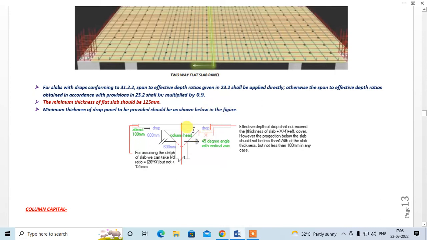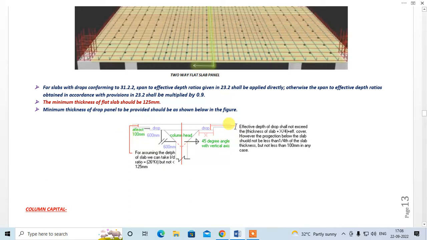So this is your thickness of drop panel. This is the thickness of the flat slab. This is distance x, right? That is from the edge of the capital to the edge of the drop. If there is no capital, then the distance x will be from the face of the column, and this should not be greater than thickness of slab plus x by 4, right? And this offset should be greater of thickness of slab divided by 4 or 100 mm at least, right?